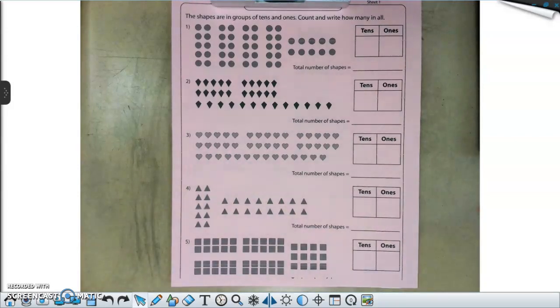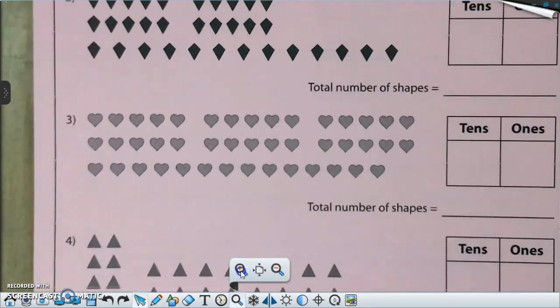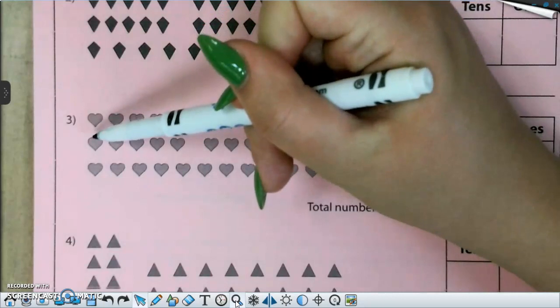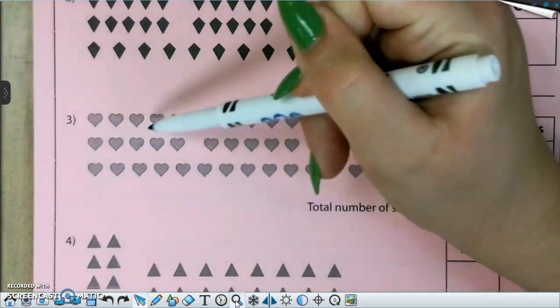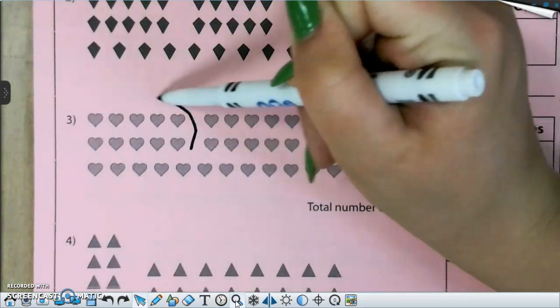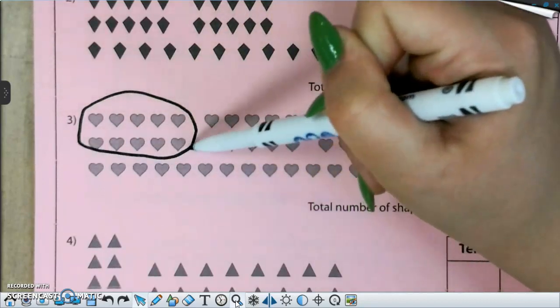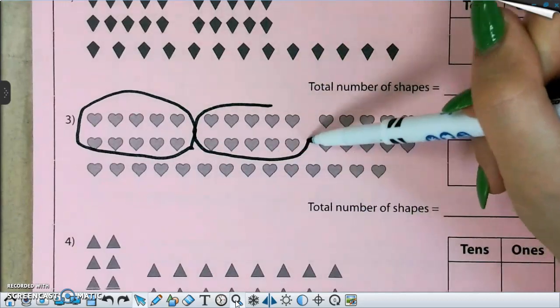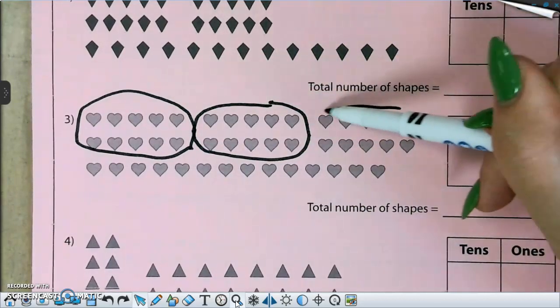So for these questions, you want the student to circle groups of 10. So they need to circle 10, and then I want them to check twice to make sure that they actually circle 10. So I'm going to count 10. 1, 2, 3, 4, 5, 6, 7, 8, 9, 10. And I'm going to circle 10. And then I'm going to look for another 10. So the students should be counting 10 and circling their 10s.